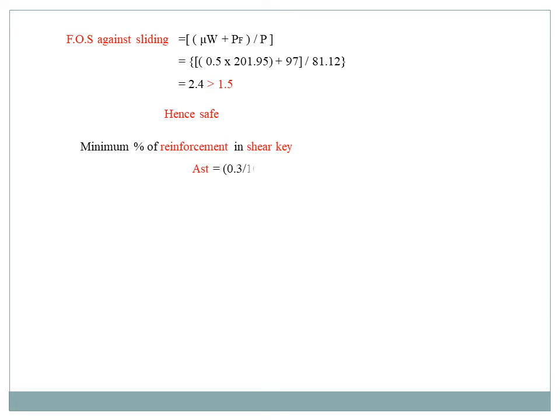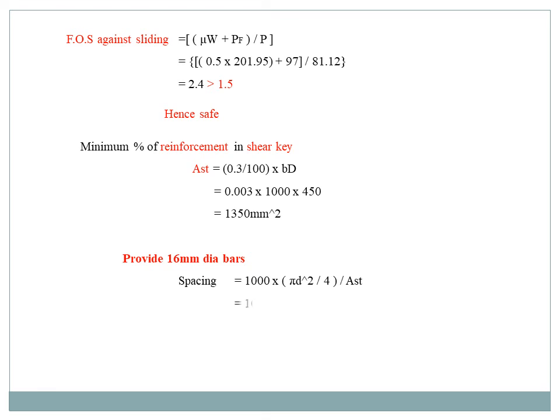So minimum percentage of reinforcement in shear key: Ast is equal to 0.3 percentage of cross section area. So 0.3 divided by 100 into B into D. So B is equal to 1000 mm, D is equal to 450 mm. You got Ast is equal to 1350 mm square. So provide 6 mm dia bar. Find the spacing, same formula. So d is equal to 6 mm, then Ast is equal to 1350 mm square. So our spacing is 148.9 mm, so we can take a round of 150 mm. So provide 6 mm dia bars at 150 mm center to center distance.